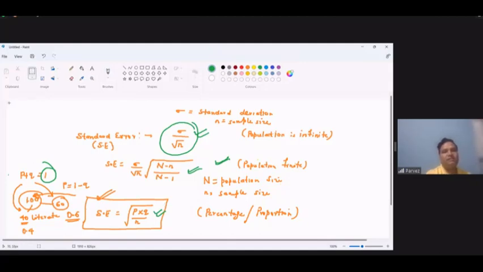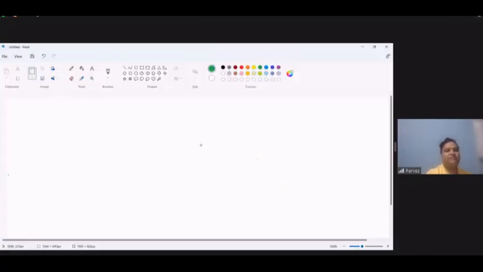Is it clear? Yes, sir. Okay. Now I'll tell why we are doing all this, why we are calculating standard error. Take for example, if I say that you are collecting information or data from SBI bank employees, but your purpose is that you should collect data from those employees whose salary is more than 40,000 rupees. What is your objective?